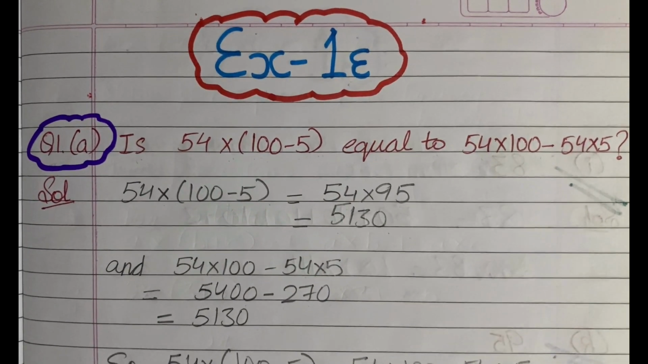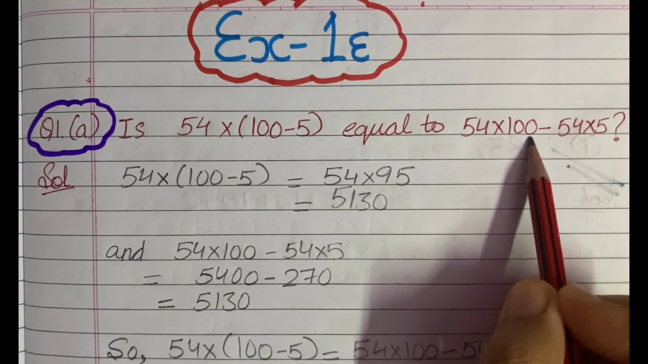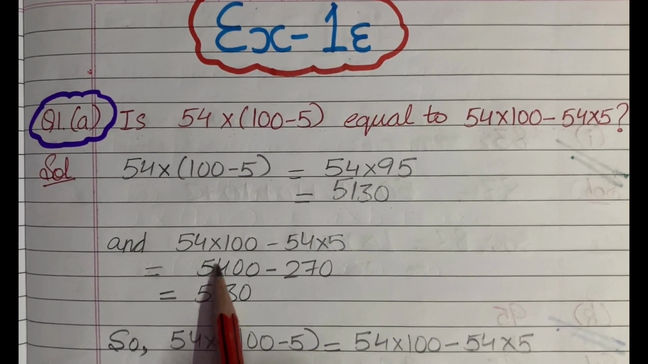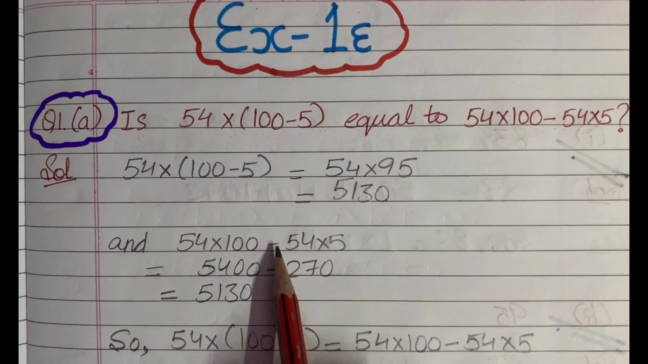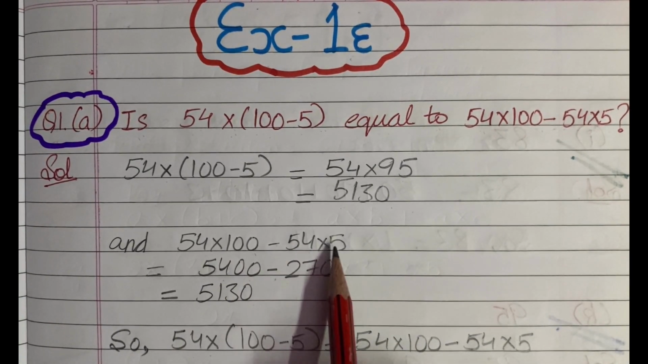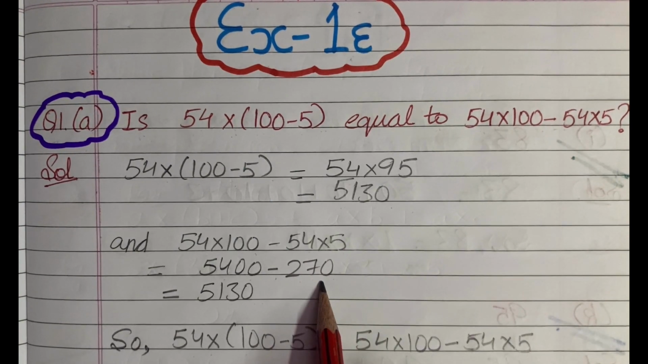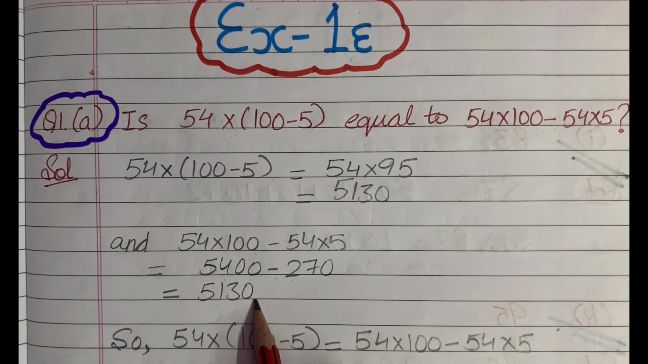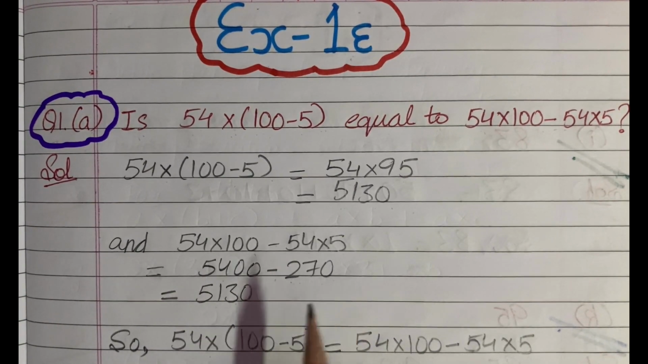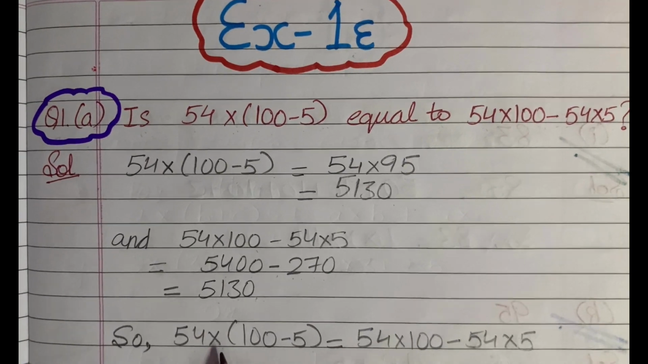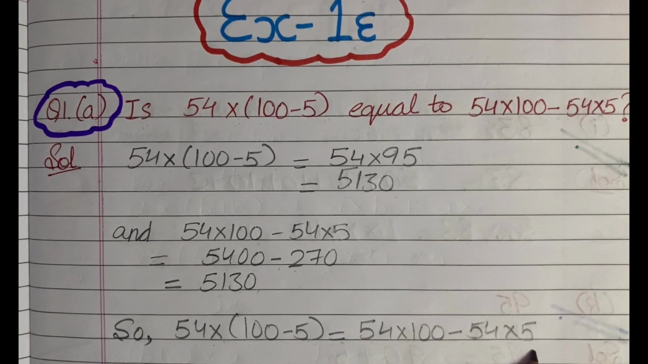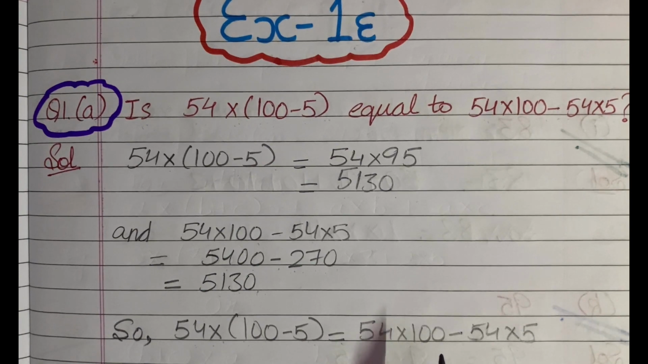Now next we will solve 54 multiplied by 100 minus 54 multiplied by 5, and on multiplying 54 by 100 we will get 5400, then the minus sign will be as it is, and 54 multiplied by 5 gives us 270. Now on subtracting it we will get 5130. So from here what we will get? We will get 54 multiplied by (100 minus 5) is equal to 54 multiplied by 100 minus 54 multiplied by 5. Hopefully it is clear to you.